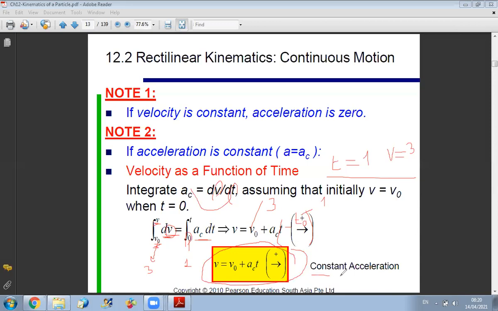And please pay attention: constant acceleration. A lot of students make the confusion. I gave them a problem with variable acceleration and they use this equation. You can never use this equation if a is not constant. If you have a variable acceleration, you go back to integration, you put the function a here and you integrate based on the function given. Okay? So please don't make this error. Pay attention.